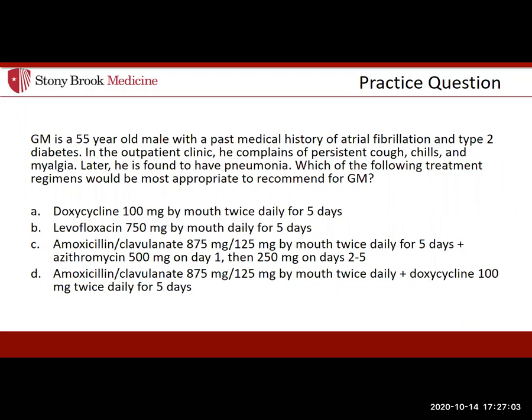So yes, D is the correct answer here. A is incorrect because the patient has comorbidities, so they require a more broad approach to their treatment regimen. B is incorrect because GM has atrial fibrillation and levofloxacin can prolong the QT. The same case as in C, where azithromycin also causes QT prolongation.